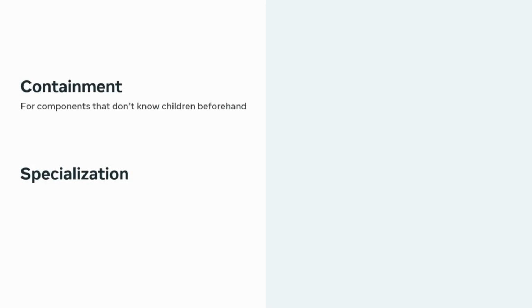You were introduced to containment and specialization, the two main properties that component composition has. You learned that containment is a technique that is applicable to components that don't know their children ahead of time, like a dialog or a sidebar, and that it uses the special children prop to pass elements directly as their content. You were also introduced to specialization, a technique that allows you to define components as special cases of other components, like creating a confirmation dialog based on a dialog.